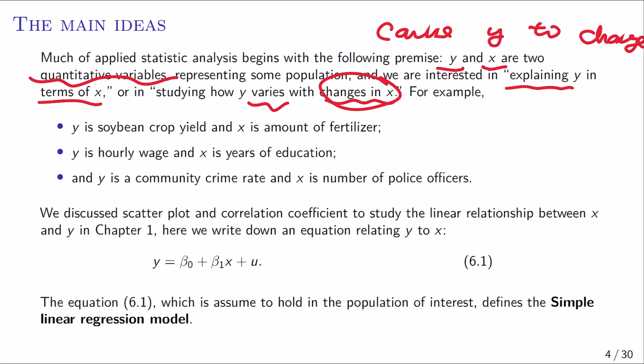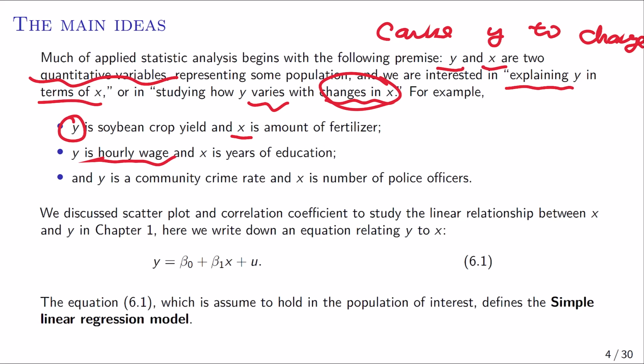For example, here we have y as the soybean crop yield, and x is the amount of fertilizer. Generally we say fertilizer will cause the soybean crop yield: more fertilizer, more yield. Another example: y is the hourly wage, x is the years of education. With more years of education, a person earns a higher wage. And then x is the number of police officers, and y is the community crime rate. This is also a very famous example. Usually with a higher number of police officers, we would expect the community crime rate to go down.